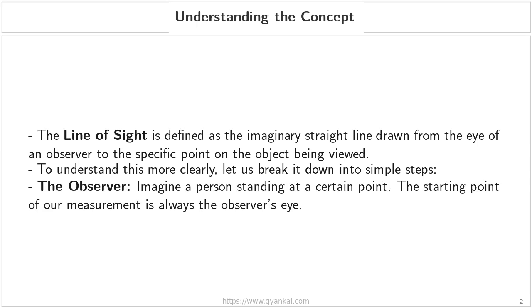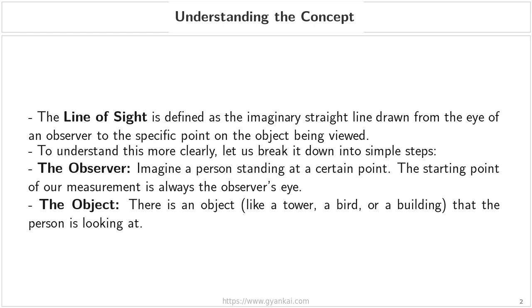First, we have the observer. I want you to imagine a person standing at a specific location. When we are performing these mathematical measurements, our starting point is always the observer's eye, not their feet. Second, we have the object. This is the target of our gaze. It could be anything, like a tall tower, a bird in the sky, or a large building.